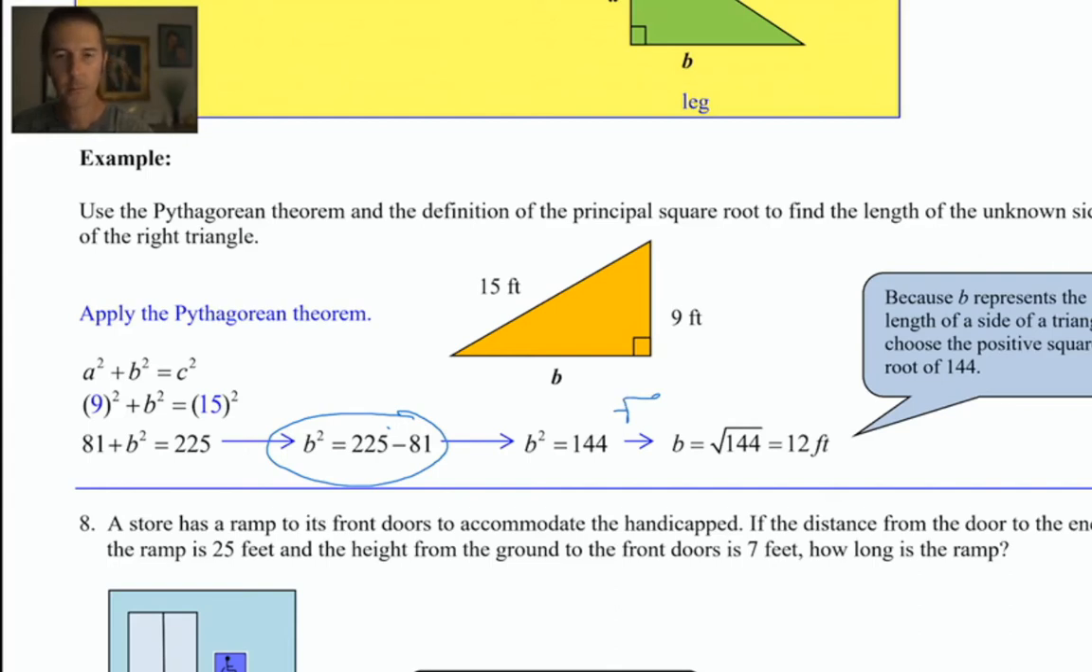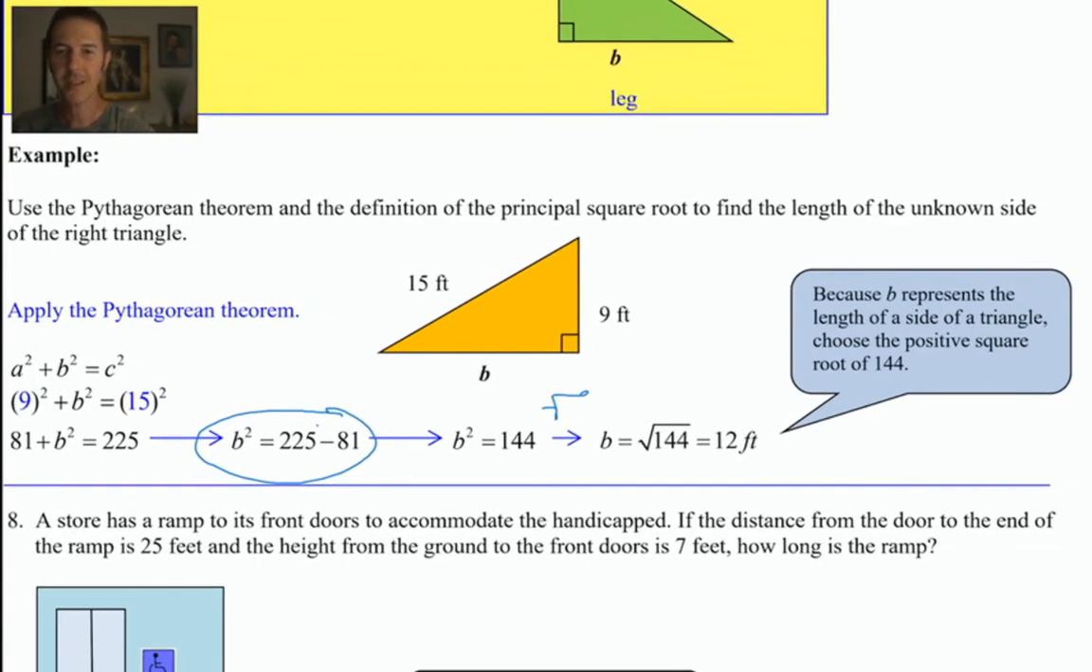And then if we take the square root of both sides of our equation, the square root of b squared is equal to b, and the square root of 144 is equal to plus or minus 12. But since b is representing the length of the side of a triangle, it wouldn't make a lot of sense for us to say that the side length is negative 12, so we're going with positive 12, the principal square root.